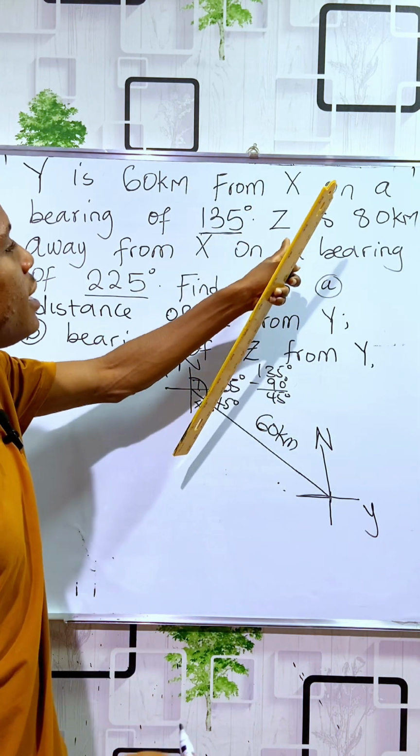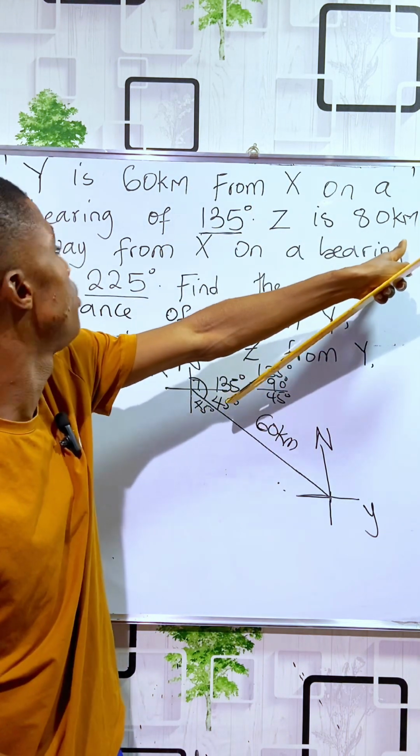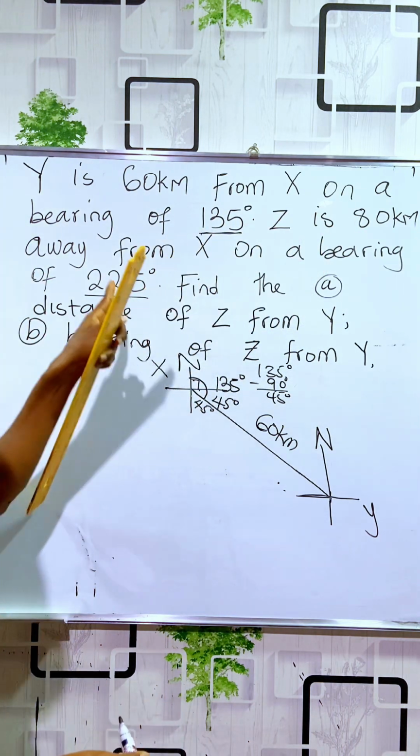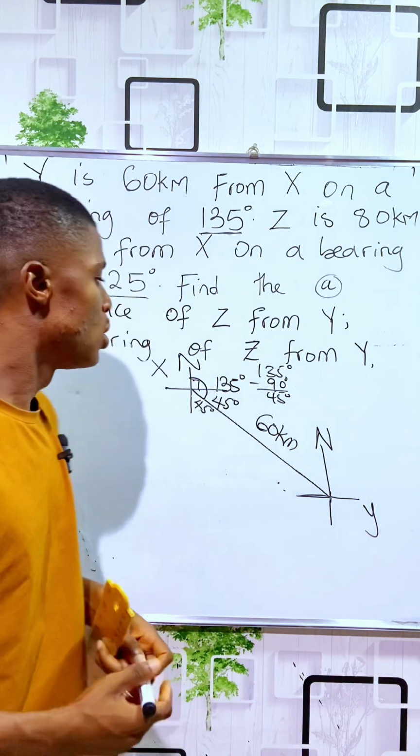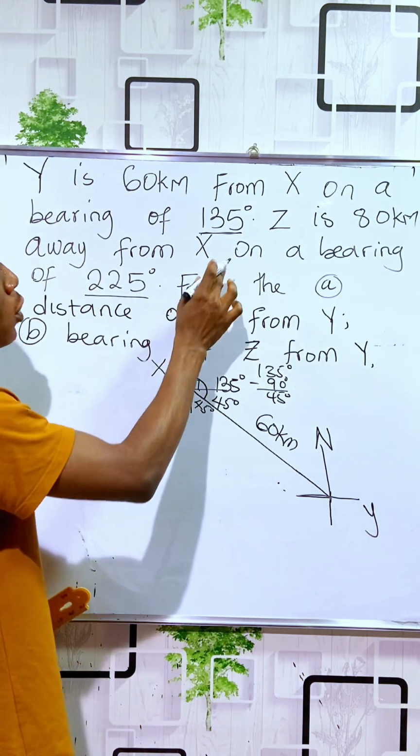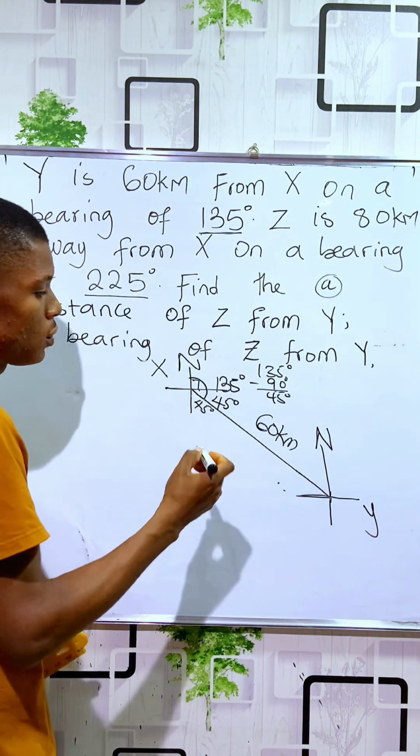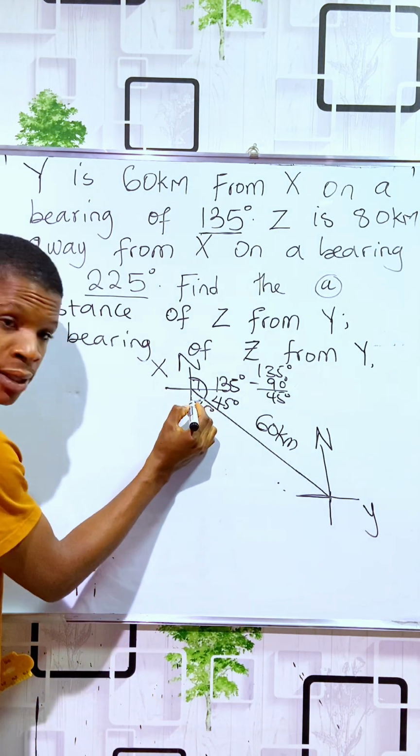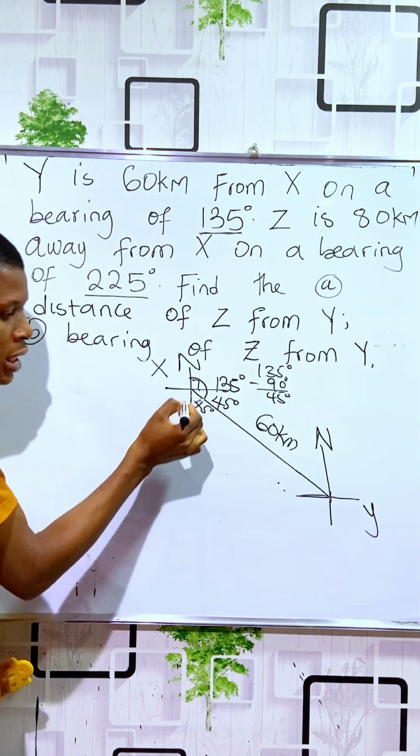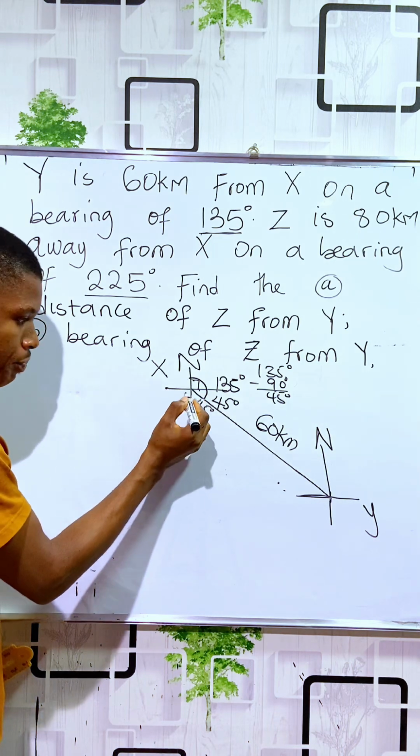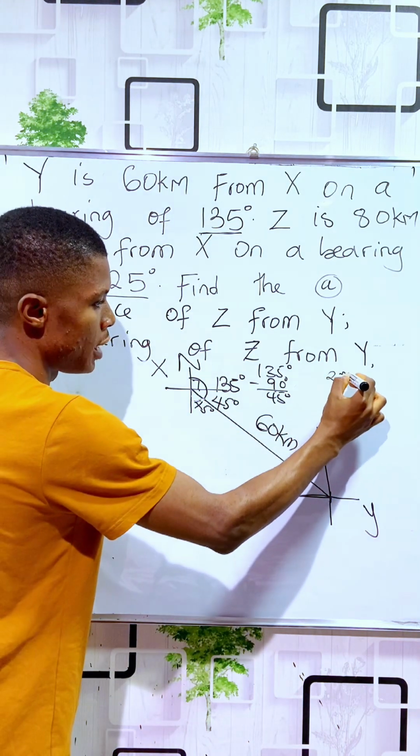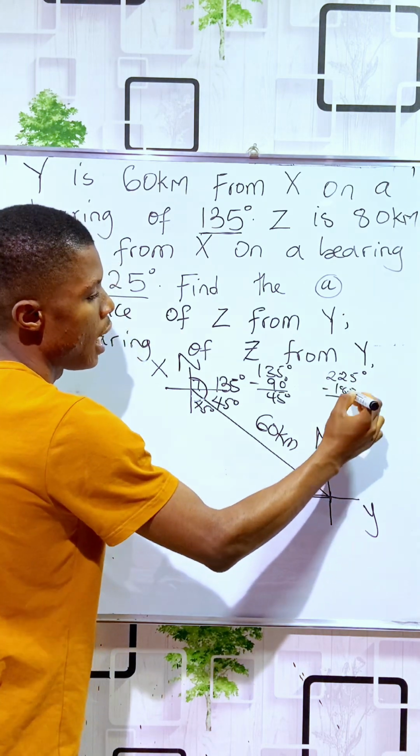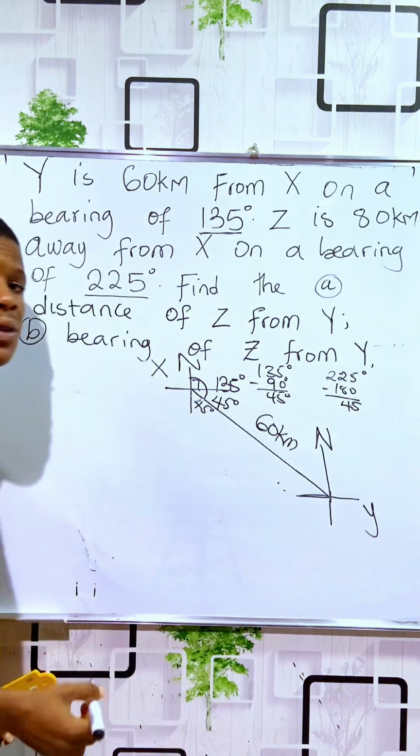Then the second statement is that Z is 80 kilometers away from X on a bearing of 225 degrees. So on the same X, we are going to get 225 degrees on a bearing. From here to here is 180 degrees. Then we are looking for 225 degrees. So we are going to do 225 degrees minus 180 degrees. And that will also be 45 degrees.